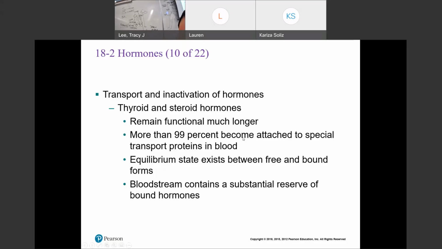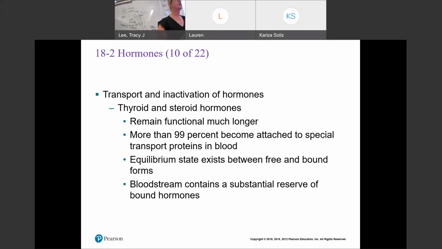99% become attached to transport proteins in the blood. So we'll talk when we get to the blood about globular proteins in the blood. Oftentimes they're carrying things on them. Why? So those things don't get broken down and taken out of circulation so quickly. So basically, if we put them on a protein, we're going to make them last a little longer than if they're just free floating by themselves.